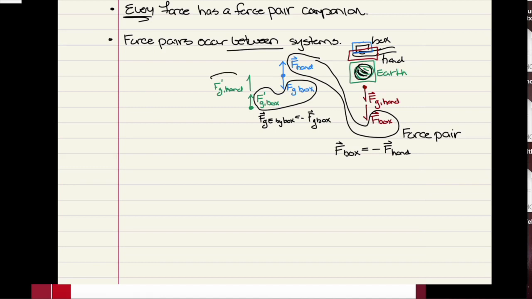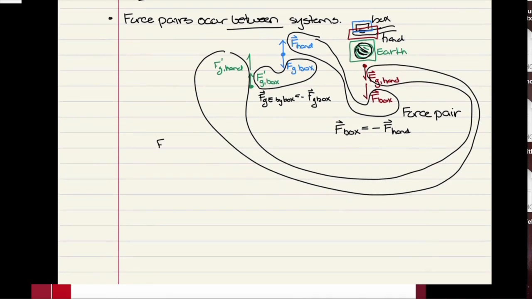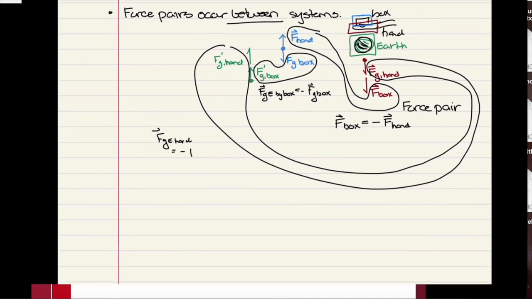And then similarly, I looped around the wrong side. Those two forces are also a force pair. I can say that F of gravity on the Earth from the hand is minus the force of gravity on the hand. If the mass of my hand times little g is what my hand is feeling, the Earth is feeling the mass of my hand times little g on the entire Earth, but pointing in the opposite direction.